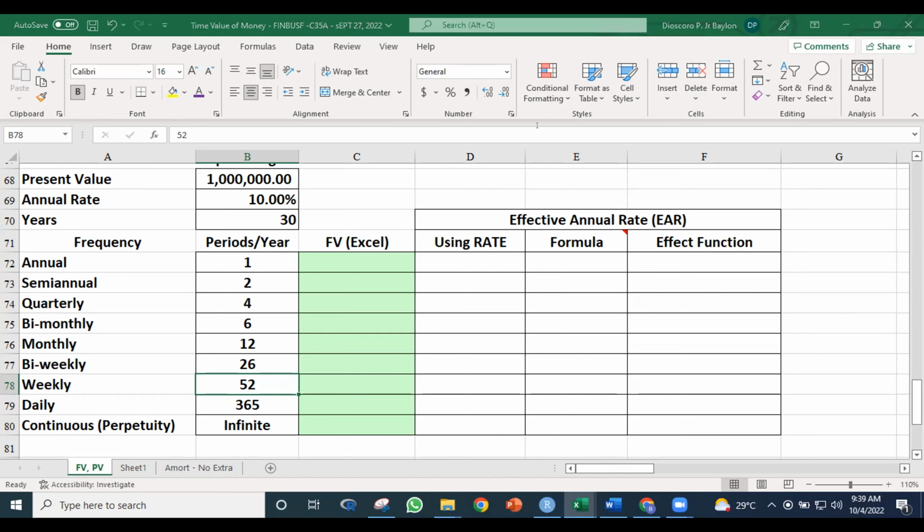Waiting for your answers, guys. Kindly chat 2 numbers. One is how much will be the future value if the compounding is annual, and then comma, how much will be the future value if the compounding is semi-annual. Okay, we have some answers.